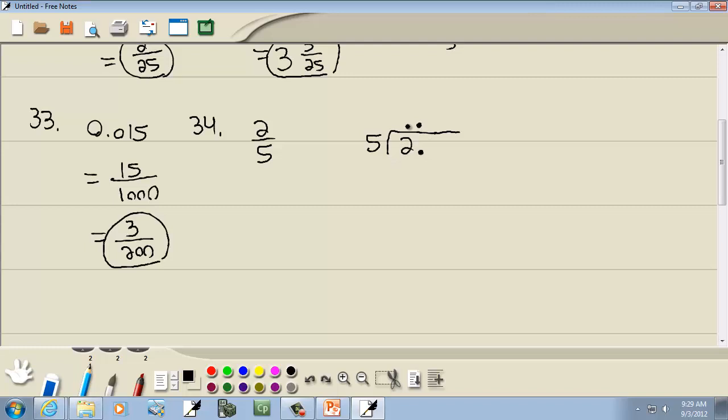Now 5 doesn't go in 2, so I have to add a 0 here. 5 does go in 20. 4 times 5 is 20. Then you subtract those and you get a 0. So when we've got a 0 here, that means we're done. And our answer here would be 0.4.